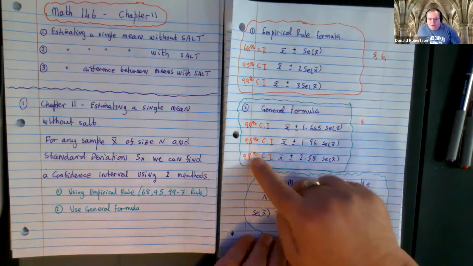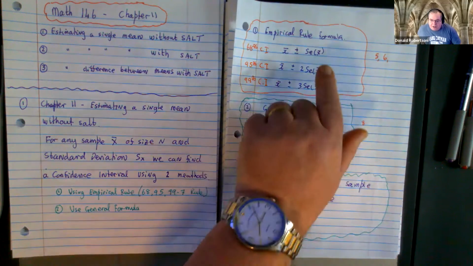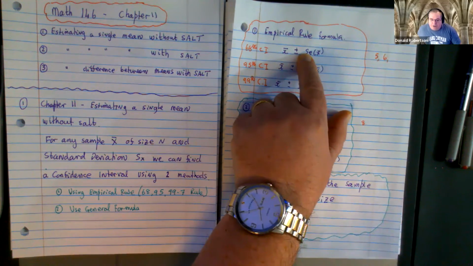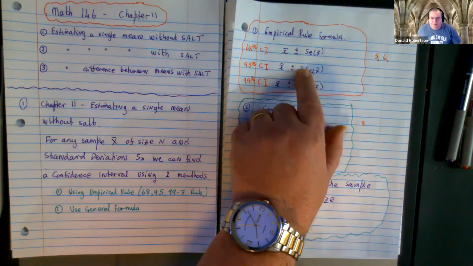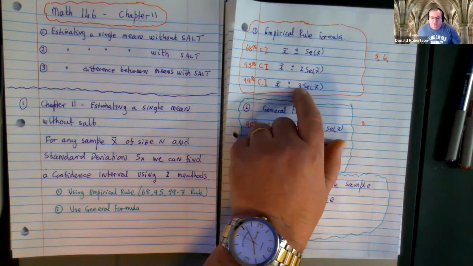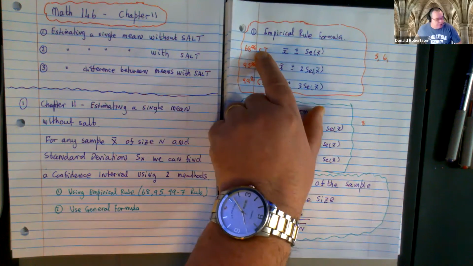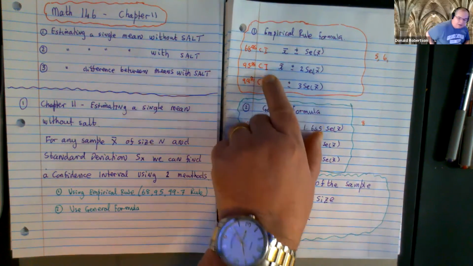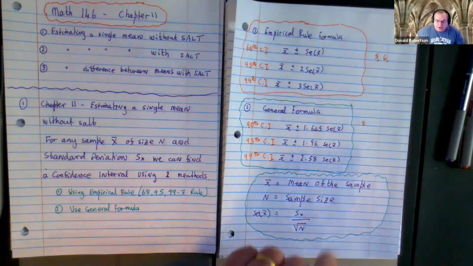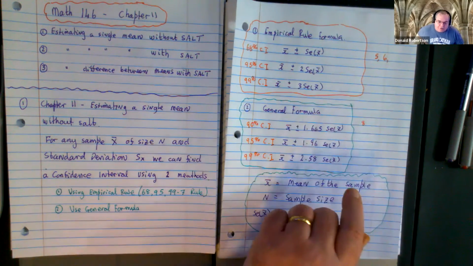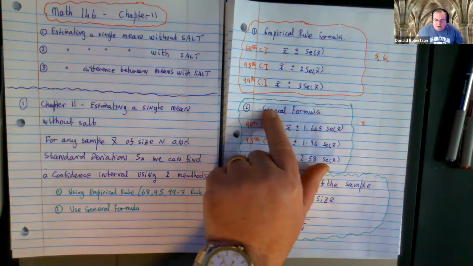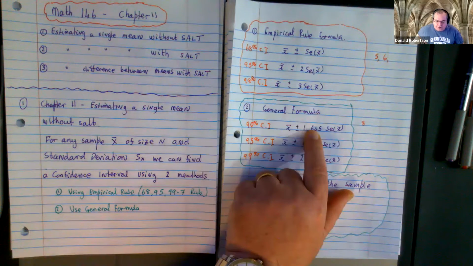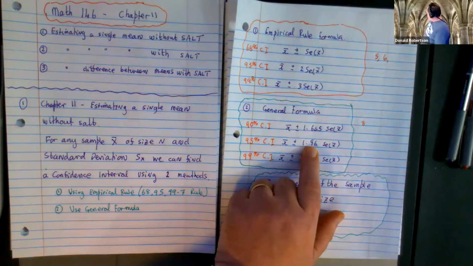Can you remember the empirical method? The mean plus or minus 1 standard deviation, 2 standard deviations, 3 standard deviations. And that gets you a 68, a 95, and a 99% confidence interval. A slightly more efficient version of that would be the general formula. In that case, 90% is 1.645, 95% is 1.96.